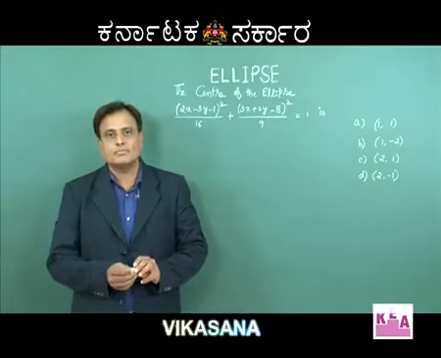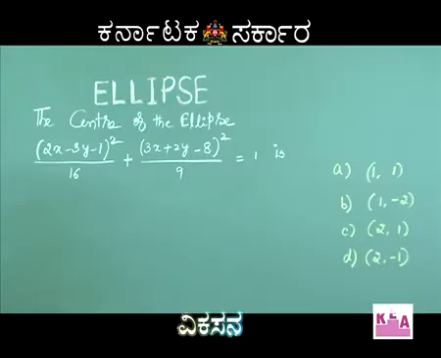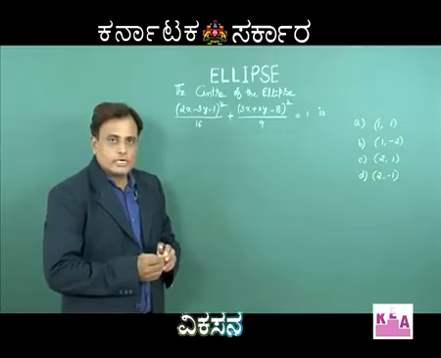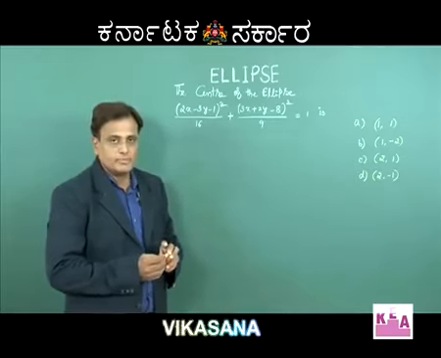We will move to the next example on ellipse. Read the question. We have to find out the center of the ellipse: (2x minus 3y minus 1) whole squared by 16 plus (3x plus 2y minus 8) squared upon 9 is equal to 1. The options are (1, 1), (1, minus 2), (2, 1) and (2, minus 1). Dear students, observe this question very carefully.